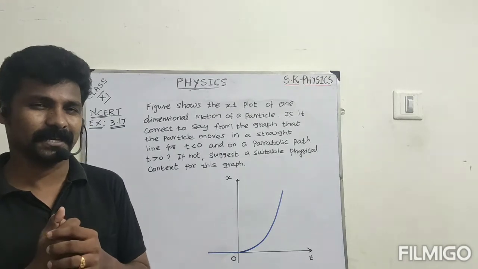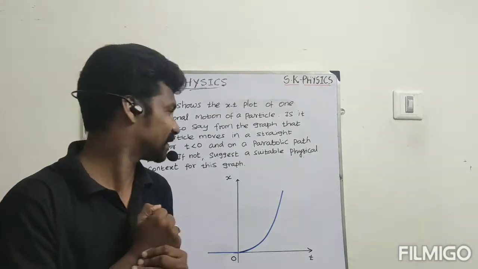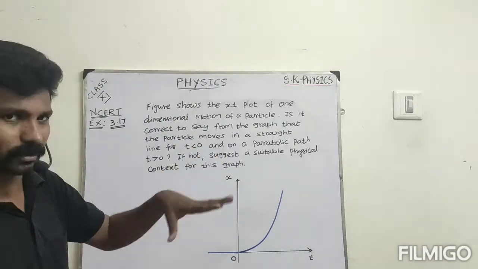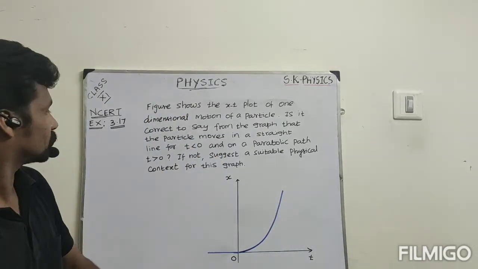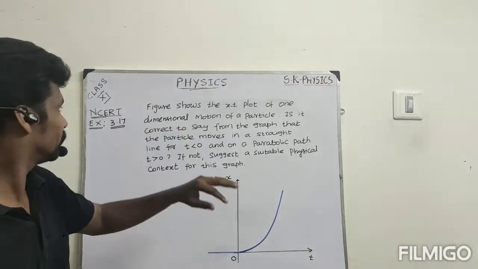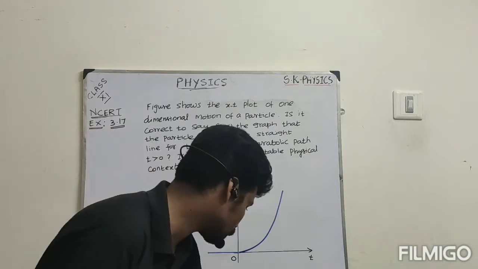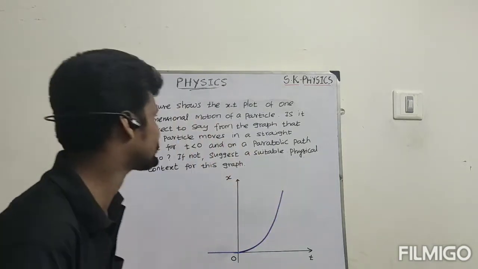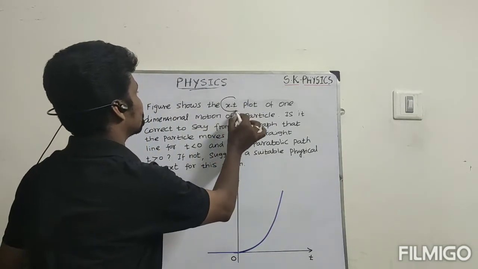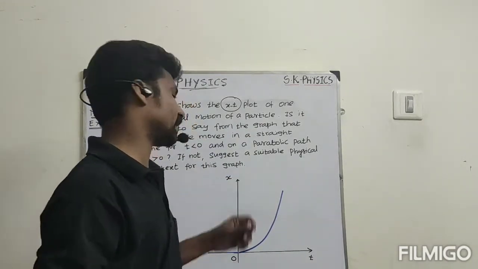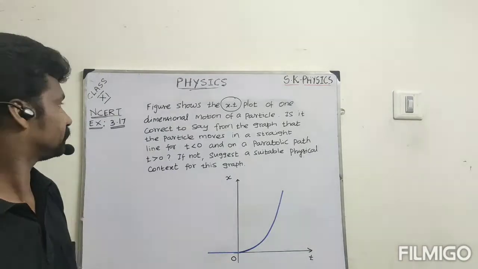See this. Figure shows that, actually figure 3.21 like that given in the textbook. So I just write it commonly. Figure shows the x-t graph. So you know very well x and t. That is a position and time graph. So in the x-axis is the time and y-axis is the position.